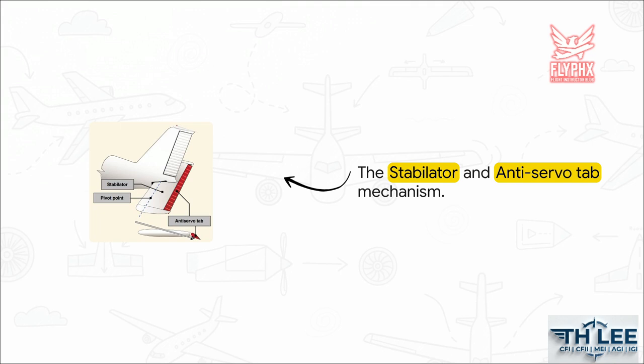Because you're redirecting so much air, a stabilator is incredibly sensitive. To prevent you from accidentally over-controlling the plane and snapping the nose up, it features an anti-servo tab. This little tab moves in the same direction as the stabilator, but at an even sharper angle, creating aerodynamic resistance so the yoke actually feels heavy enough for you to control smoothly.